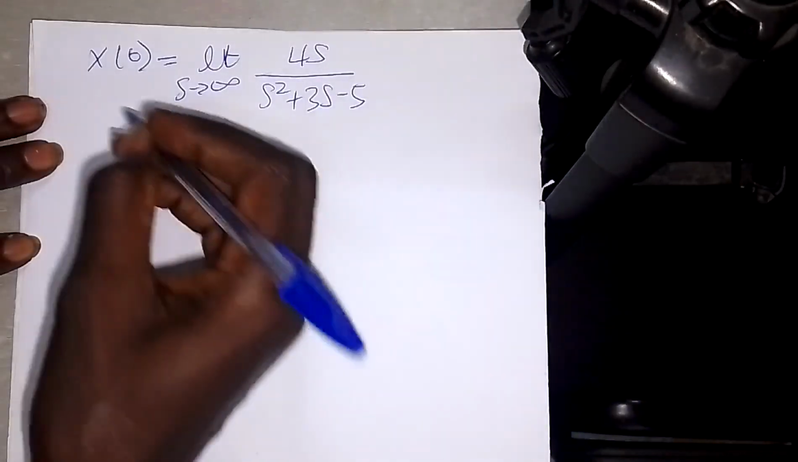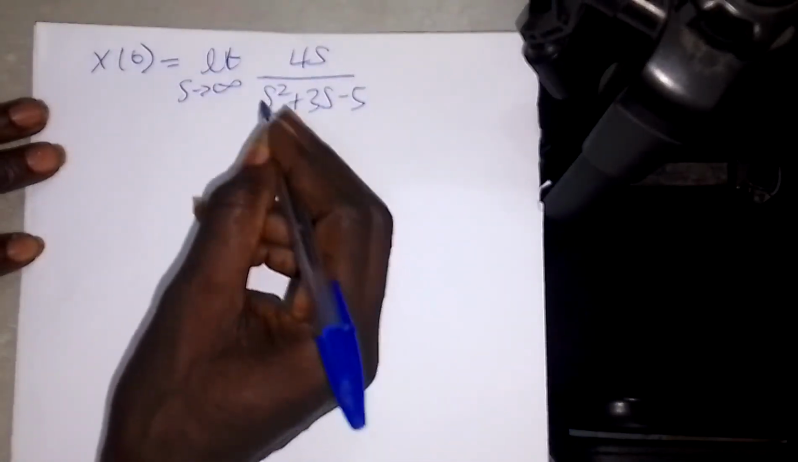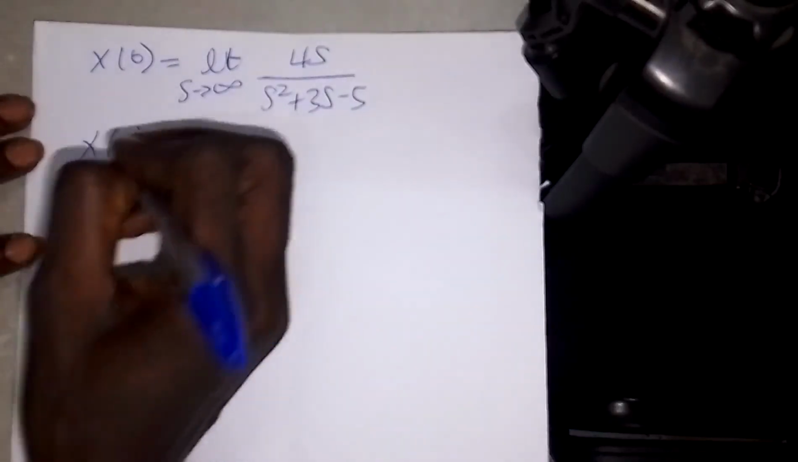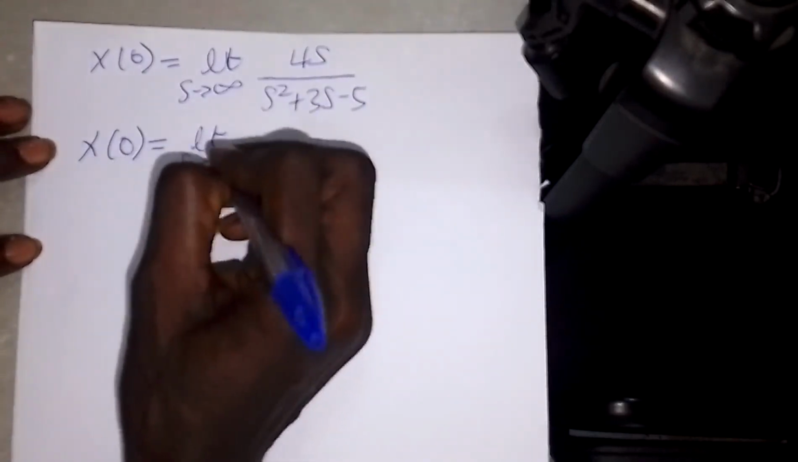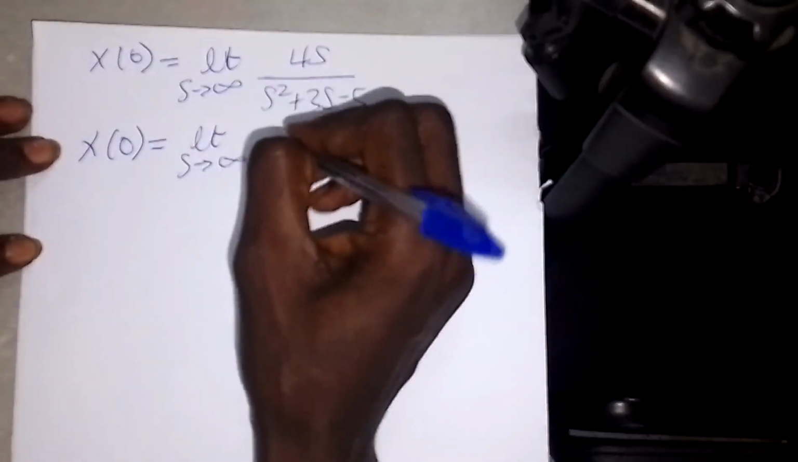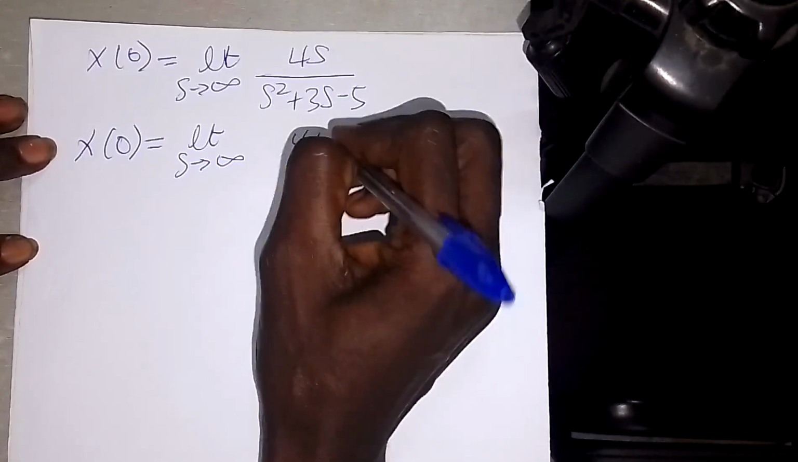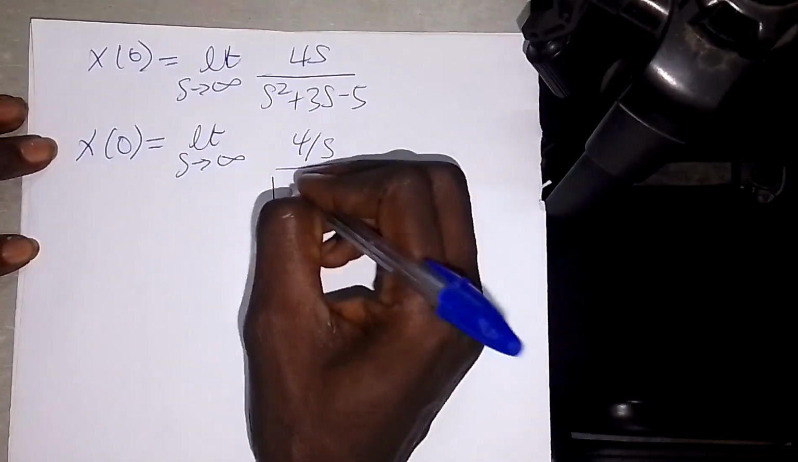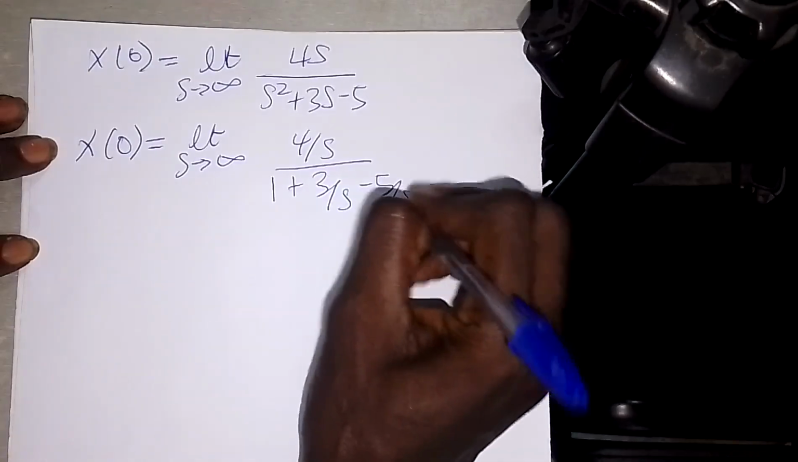Now divide through by s squared, because that is the highest power there. If you divide through by s squared, you get x of 0 equals the limit as s approaches infinity. Here you are going to get 4 on s, since I'm dividing through by s squared, and here you are going to get 1 plus 3 on s minus 5 on s squared.